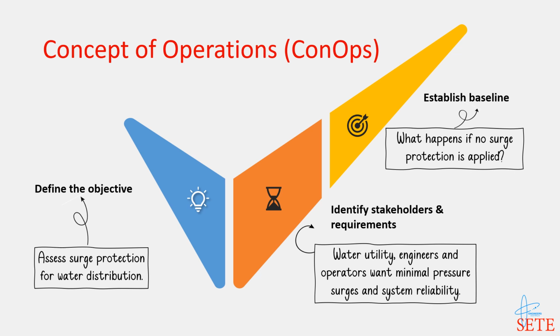Establishing the baseline means we are setting the initial conditions for the system. This includes knowing the normal operating parameters like flow rates, pressures, and water levels, as well as the conditions under which the system is expected to fail or operate under stress.